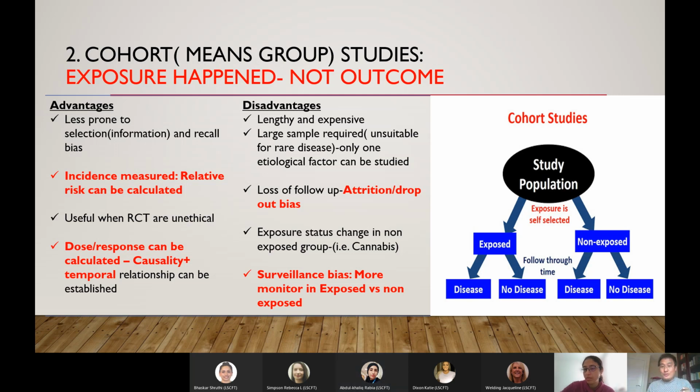So in the MCQs, if you see incidence, if you see relative risk, if you see dropout, if you see prospective and lengthy, close your eyes and just tick cohort. So we have done 5 MCQs from cohort.